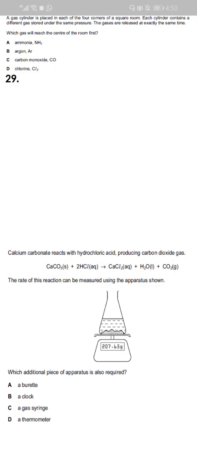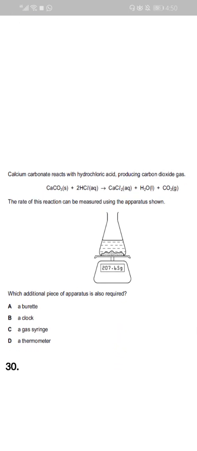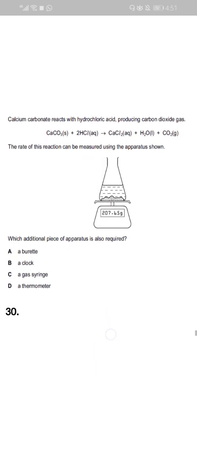29. Calcium carbonate reacts with hydrochloric acid producing carbon dioxide gas. The rate of reaction can be measured using the apparatus shown. Which additional piece of apparatus is also required? It's very simple. In order to measure the rate of reaction, we need a clock, because time is necessary in order to measure the rate of reaction.